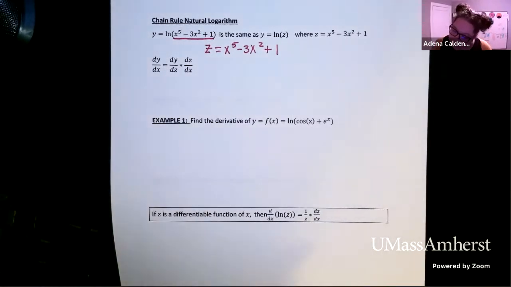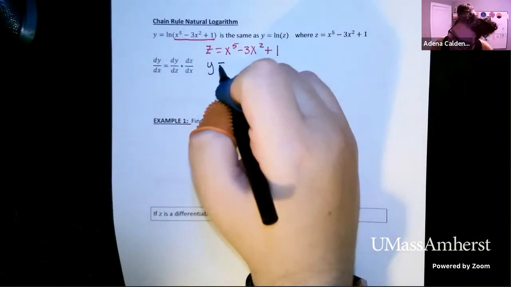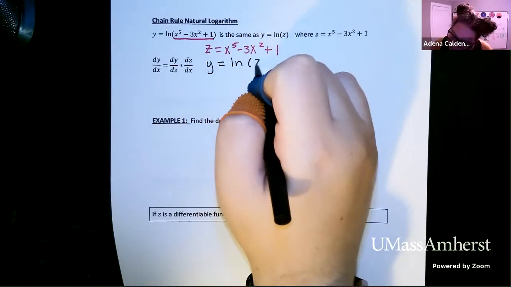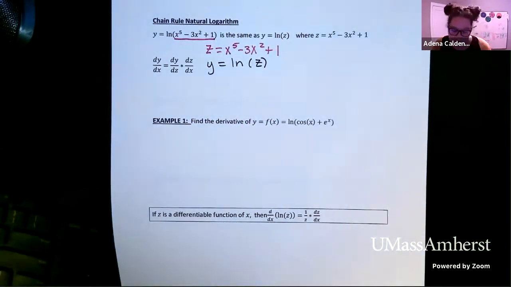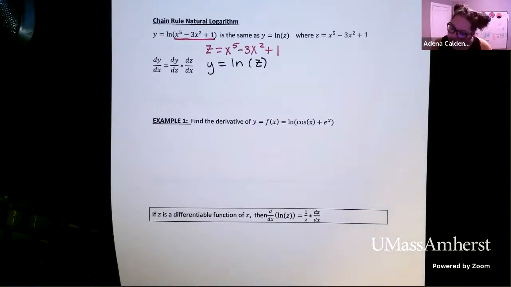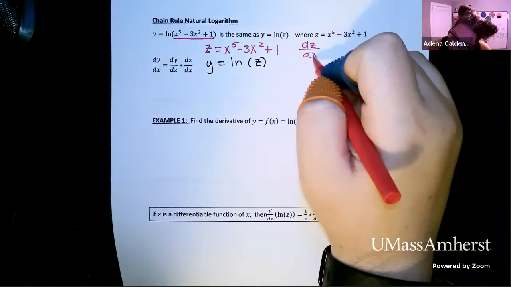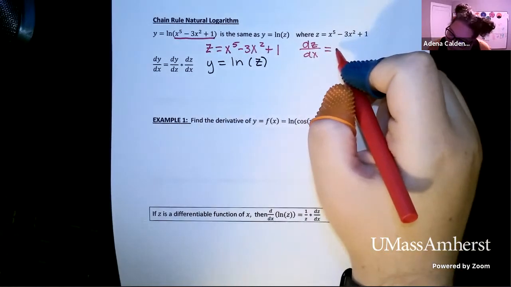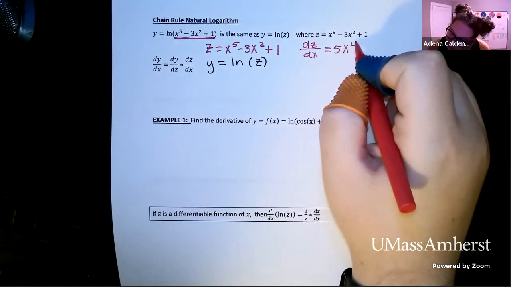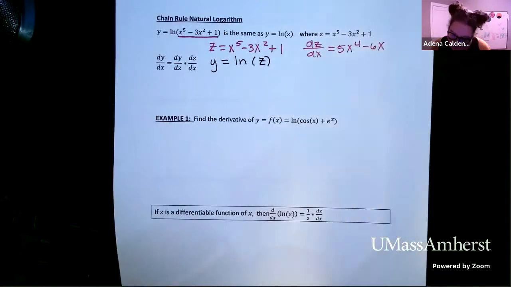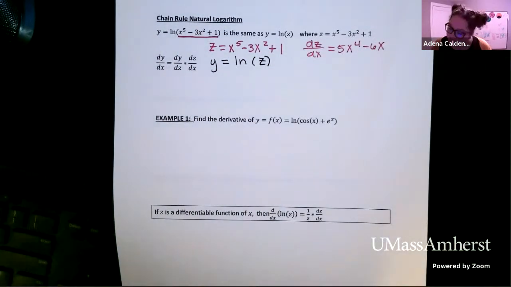And then we want to rewrite the original function with the z in it. So we substitute in z into the argument, because that's what we're subbing in for. Now we need to take each of our respective derivatives. So for the first one, we're going to get 5x to the 4th minus 6x. And then the derivative of 1 is 0.